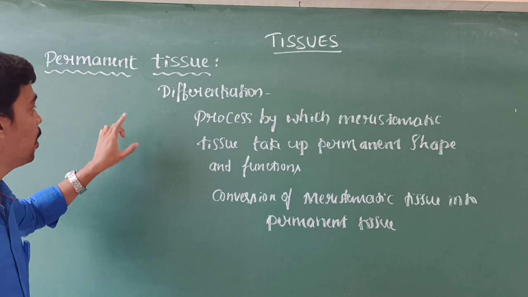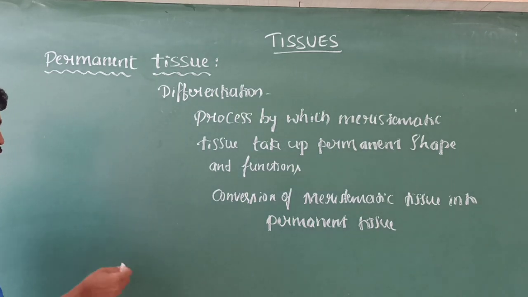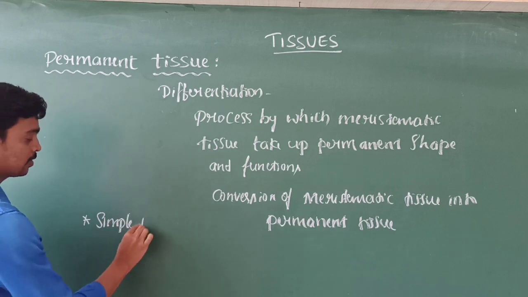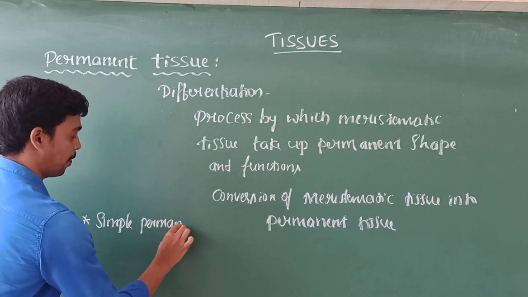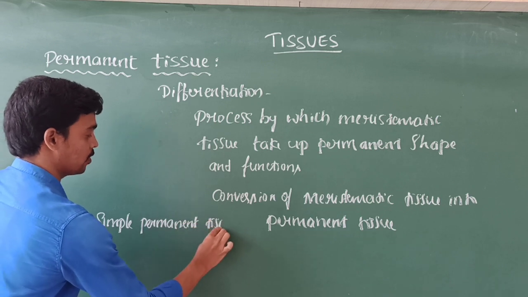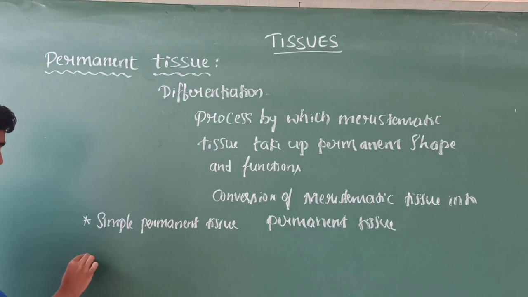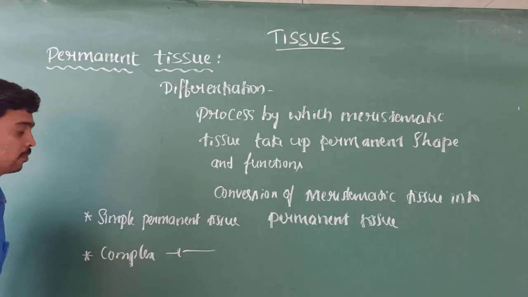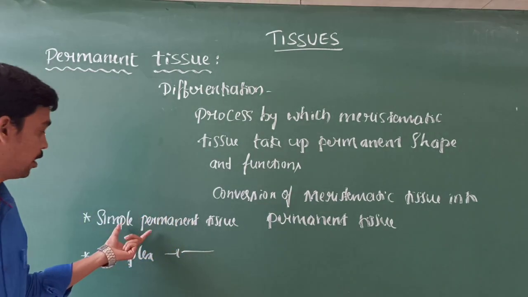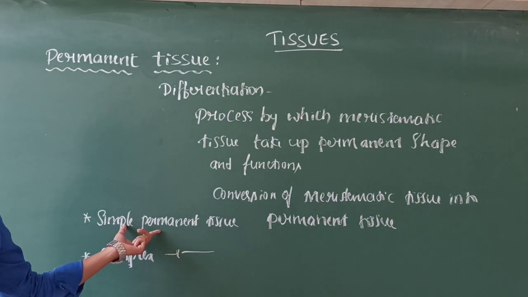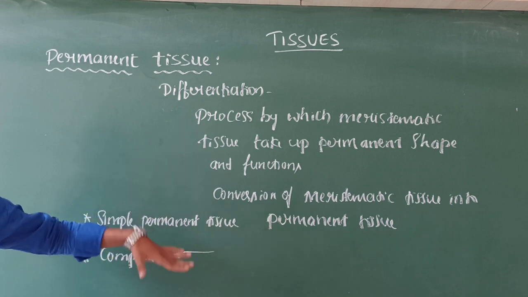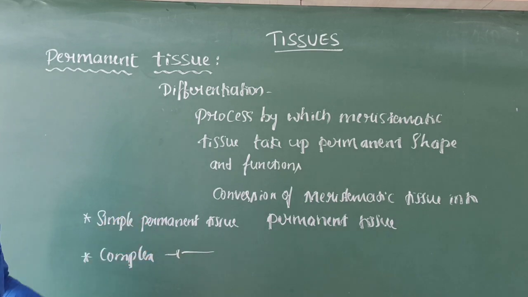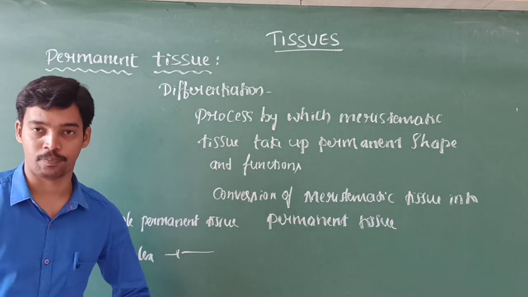Then, what are the types of permanent tissue? There are two types. The first one is simple permanent tissue, and then complex permanent tissue. In this presentation, we are going to discuss the topic of simple permanent tissue. What are simple permanent tissues? What are the types of simple permanent tissue and the nature of the types?